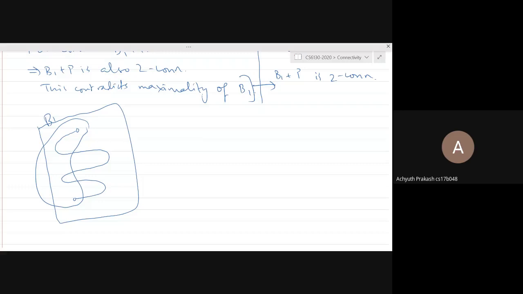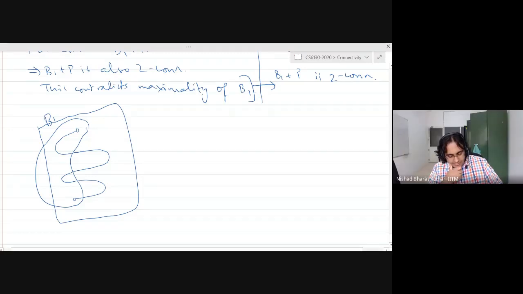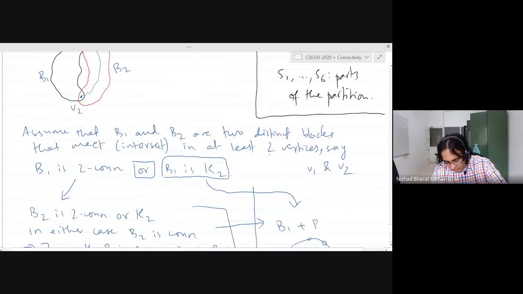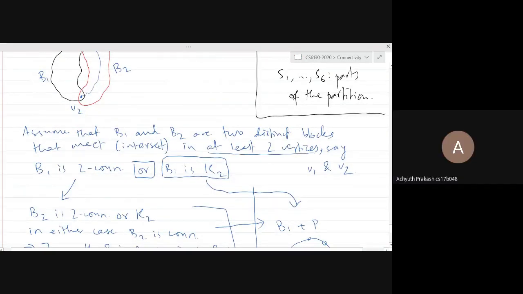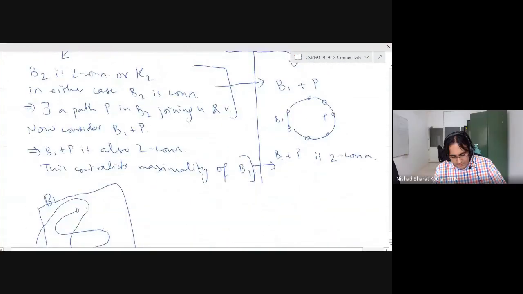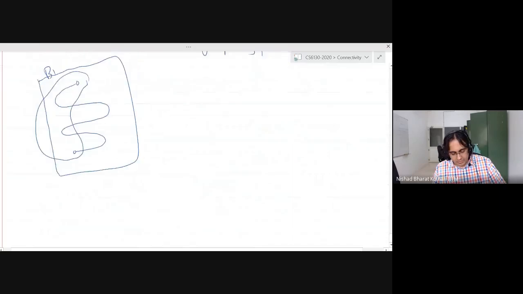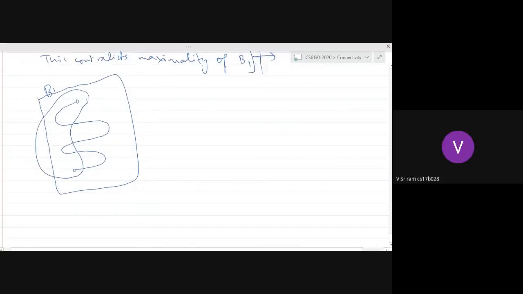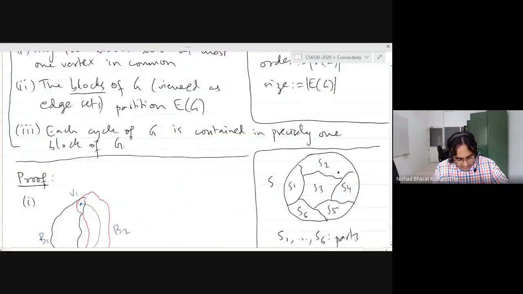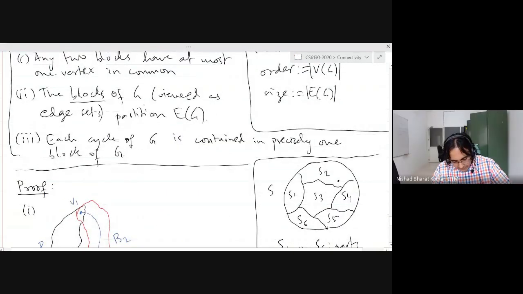But then wouldn't we have more than two vertices common? Right, but we are assuming that they have at least two vertices in common. At least, okay. Yeah. So how do we get a contradiction now? Sir, aren't the edges disjoint between the two sets? We haven't proved that yet. That is the second part. We haven't proved this part yet.